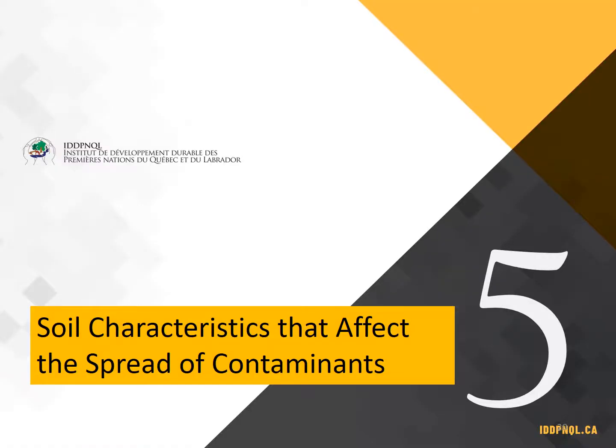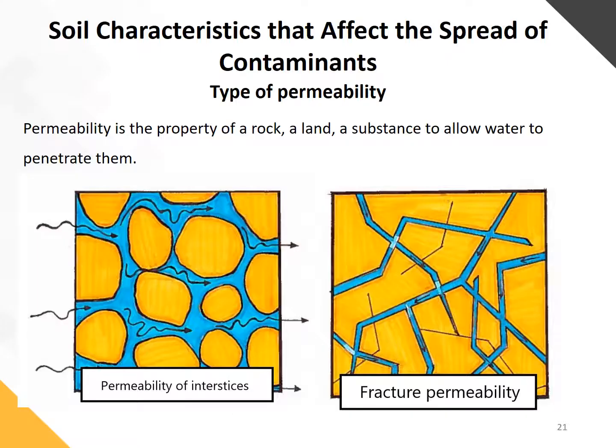So we've been talking about the characteristics of the contaminant. Now we will talk about the different characteristics of the soil that can affect the spread of contamination. The first one we'll talk about is the type of permeability.